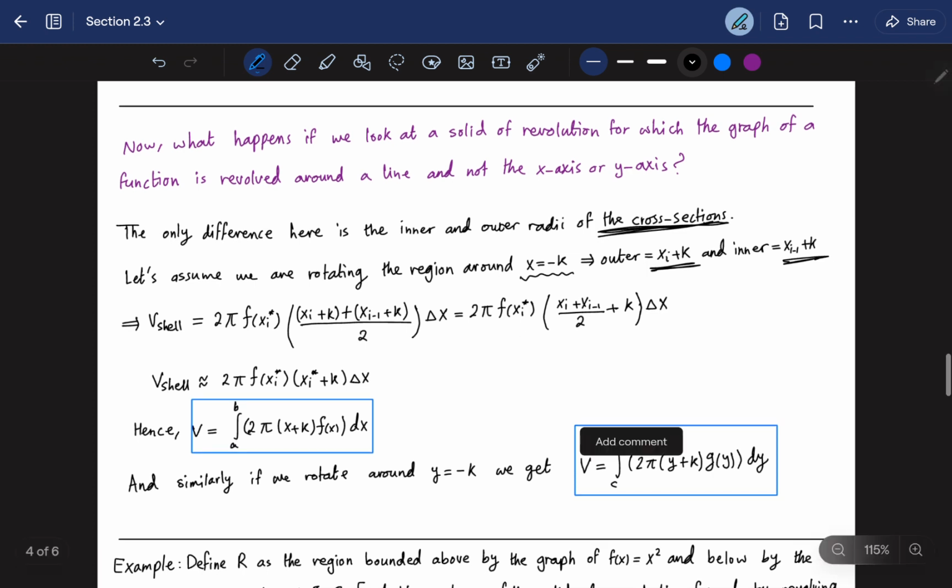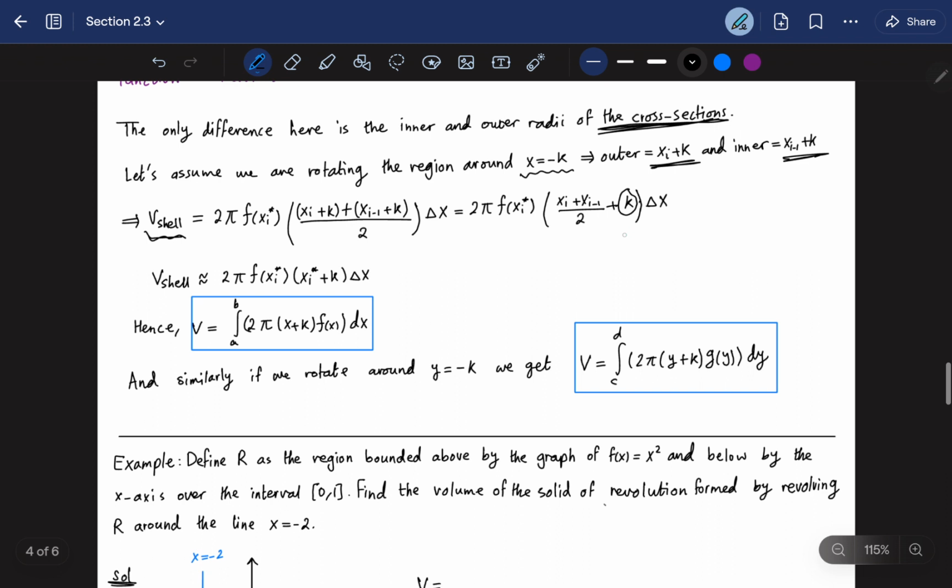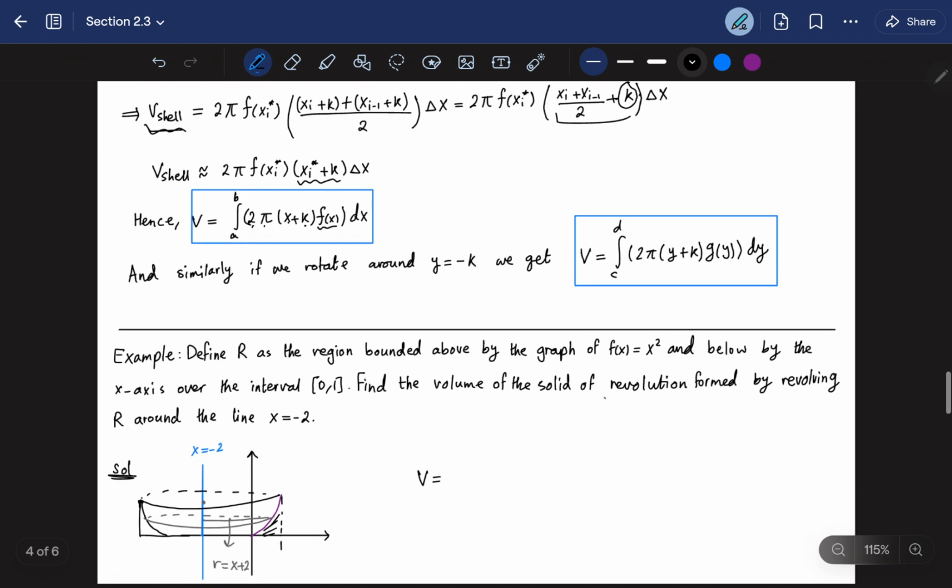Substituting that back in the formula where we got the volume of the shell, you're going to get the same exact thing, but with an extra k. So here, instead of having this to be my midpoint and estimating it to be xi star, it's going to be xi star plus k. So when you take the volume using Riemann sums and the limit, you're just going to get 2 pi times x plus k times f of x. And similarly, if you did it with y, you just do y plus k.